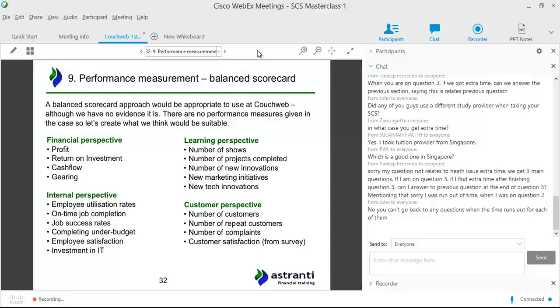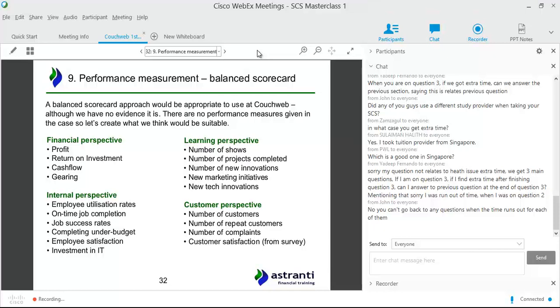And the reason why the Balanced Scorecard is very useful is because it looks at far more than just finances, because finances, of course, is seen as very much the old way of doing things. And it's still important, and that's why we do have the financial perspective. So we have things like the profit, the return on investment for new projects, the cash flow and the gearing ratio, because those all affect how we run our organization.